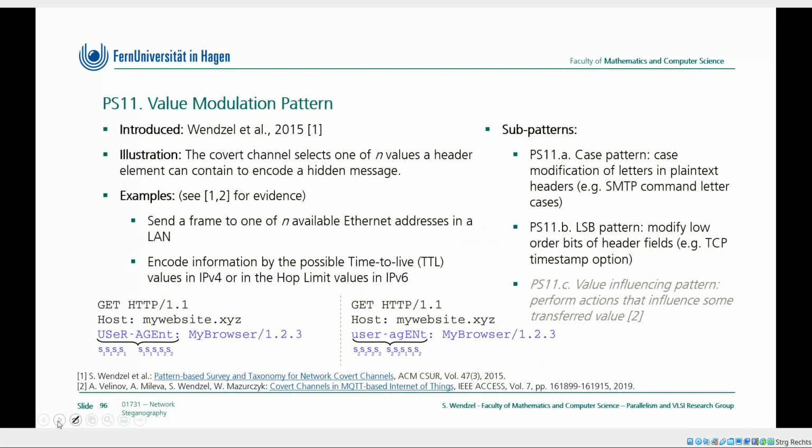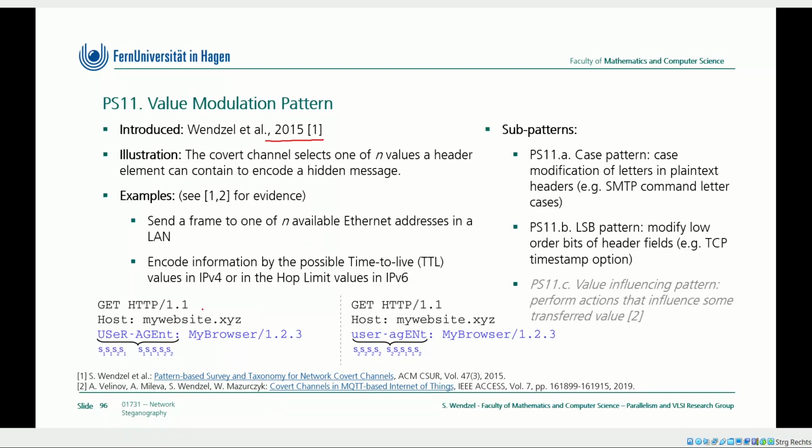Okay, so then there is the value modulation pattern, which was also introduced in 2015. It's one of the most common ones. It's not a random value that we modify, but one value that must be somehow plausible. So we cannot write everything in it. For instance, if we have 10 nodes in an Ethernet network, then we cannot send data plausibly to Ethernet addresses all the time that are randomized and just do not exist. That would be kind of an anomaly. Or it's also not really suitable to select every possible TTL value, because that would be easily detectable. So we need to choose a convincing one that appears legitimate.